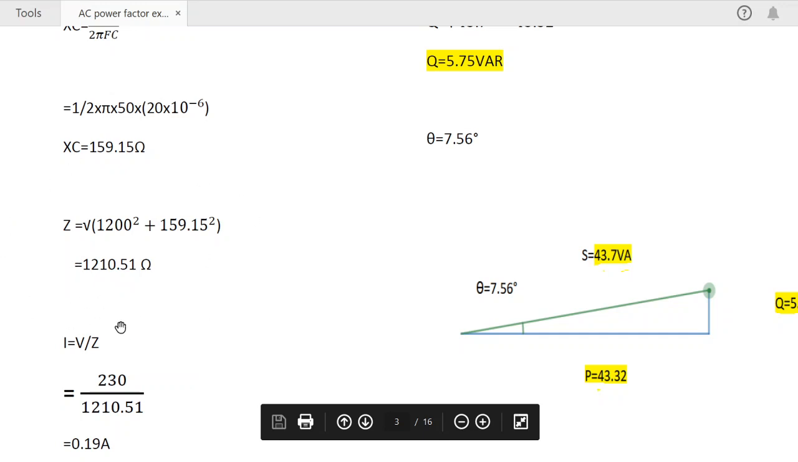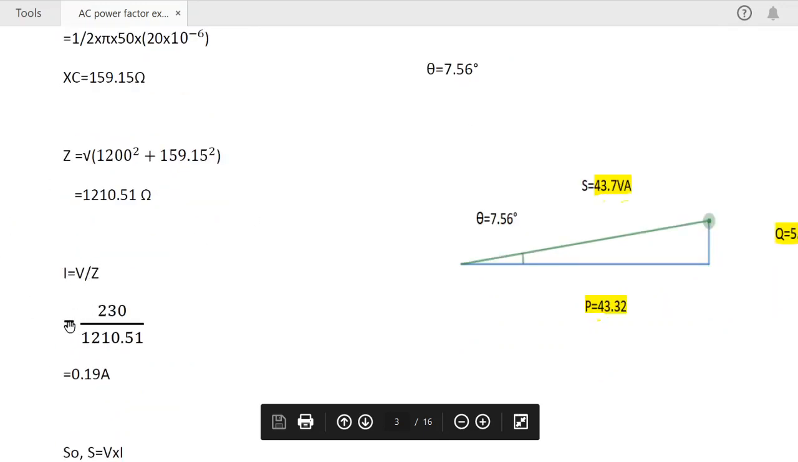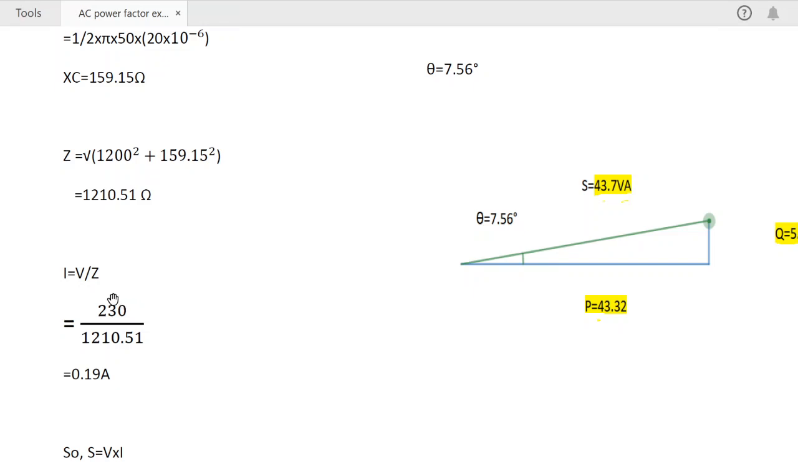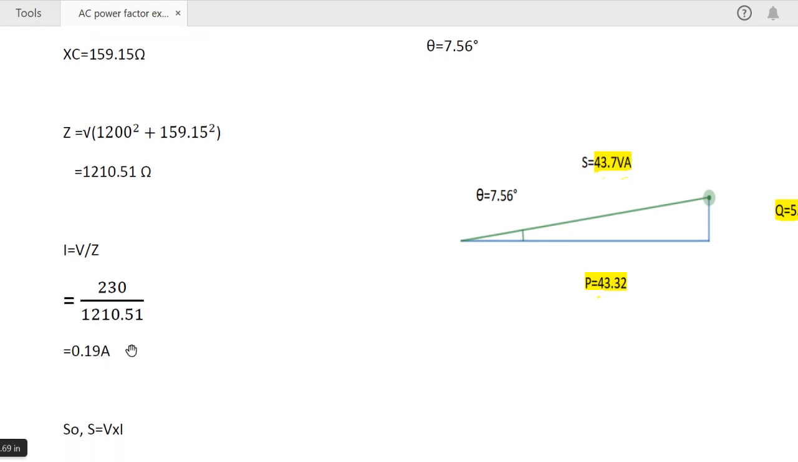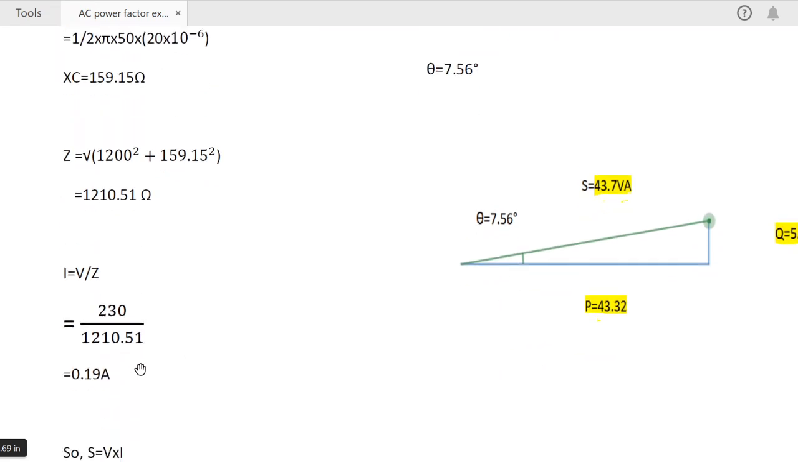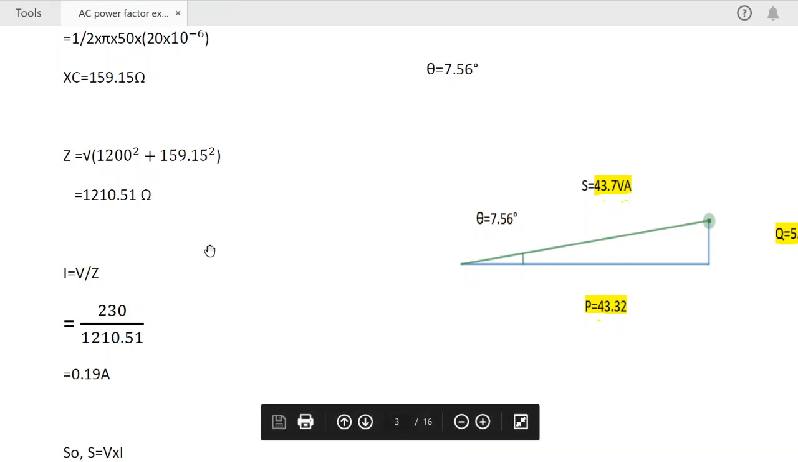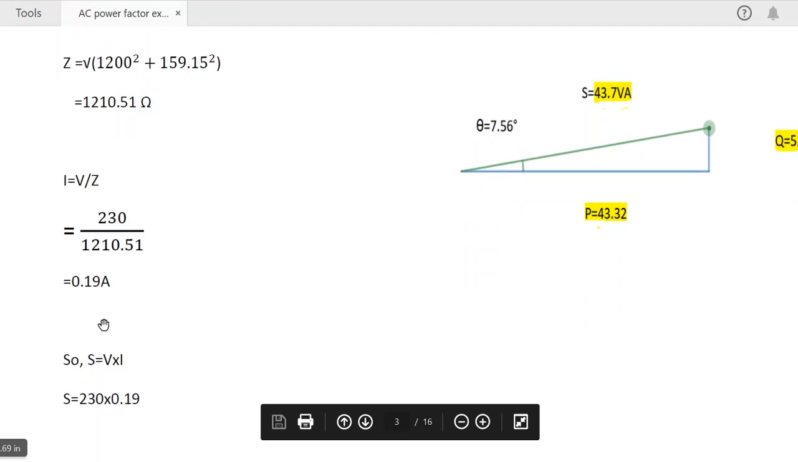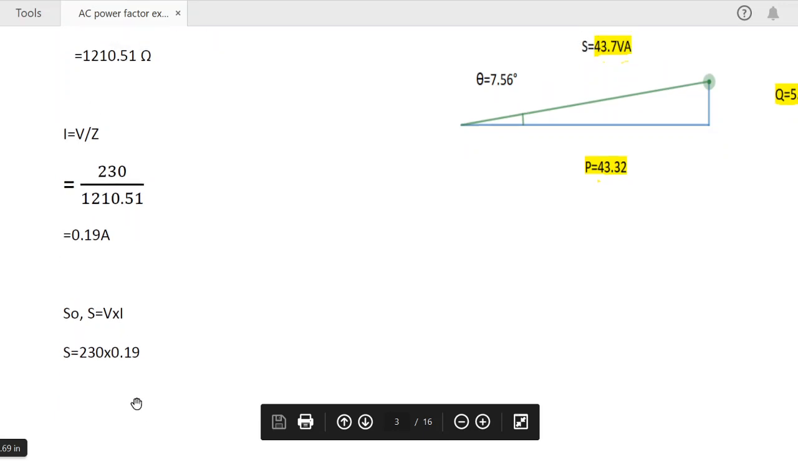And now that we have our total impedance, we can work out our current. I equals V over Z. V is 230, it's our voltage, it was given at the start. Our Z is 1210.51 ohms that we just worked out, which gives us a total current of 0.19 amps. Now that we have our current, we've already been given our voltage, that means we can work out our apparent power. S equals V times I, so V being 230, I being 0.19 amps.